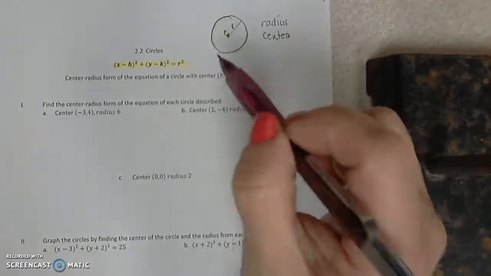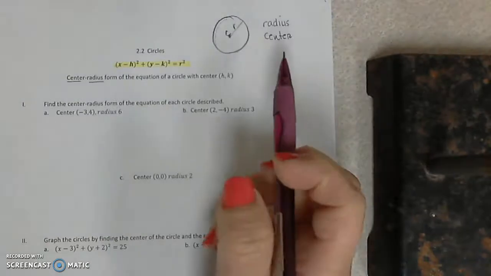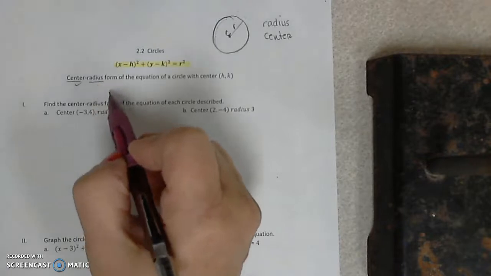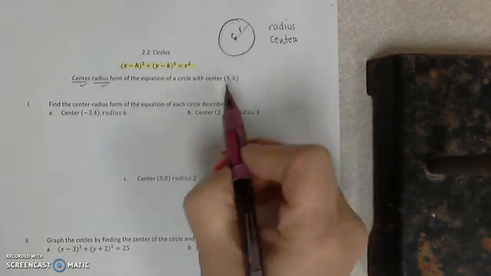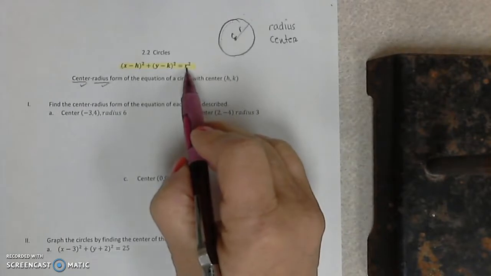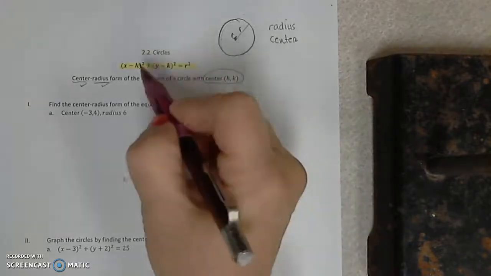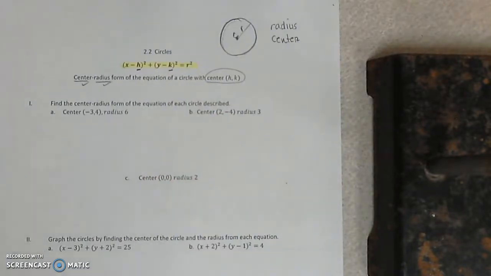You have to find two things. This is called the center radius form of the equation of a circle. And why do you think that is? Because you can find the center and pretty much just pull out the radius. That's why it's called the center radius form. The radius is going to be, what do you think? The square root of r squared. So whatever r is going to be your radius. And the center is (h, k). It's going to be whatever those numbers are. So it's given to you. You just got to know how to pull it out.